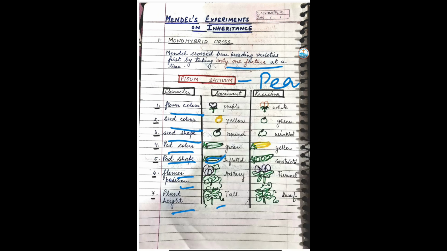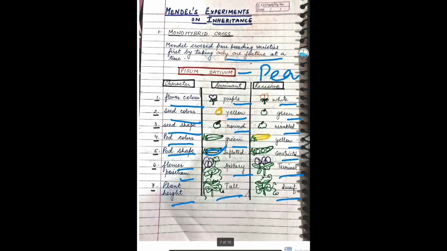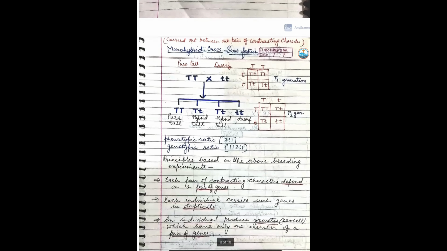So he conducted two types of experiments, monohybrid cross and dihybrid cross. In this monohybrid cross he has taken only one feature, carried out between one pair of contrasting characters. So first we will study the monohybrid cross. You can take a screenshot of this also, and take out a printout, and you can study easily.